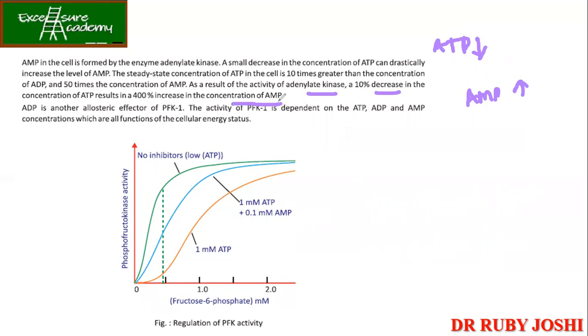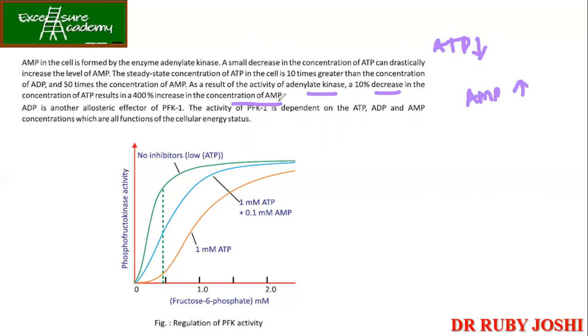अंतर दिख रहा है? क्यों ऐसा? Yes, ma'am. अभी हमने वो फॉर्मूला अभी भी देखा है, राइट? और अगर 10% डिक्रीज हो रहा है, 10 टाइम्स ग्रेटर देन द कंसंट्रेशन ऑफ योर ADP, राइट? और यहाँ पे क्या 50 टाइम्स द कंसंट्रेशन ऑफ AMP. अगर 10% डिक्रीज हो रहा है, so what will happen? There will be a 400% increase in the concentration of AMP.